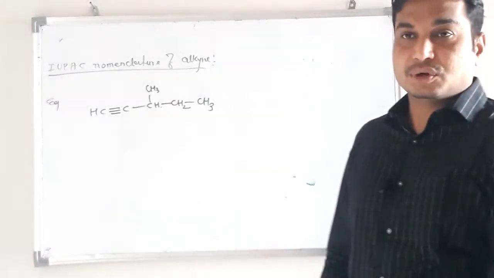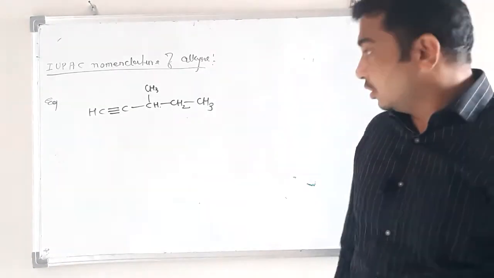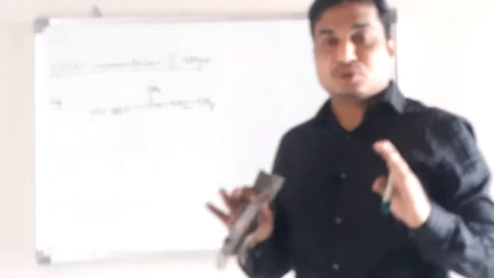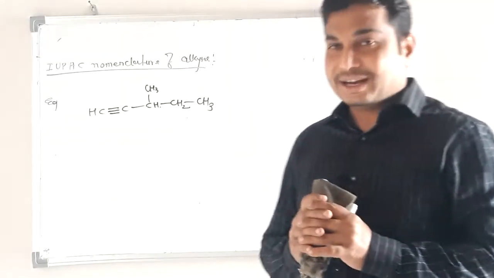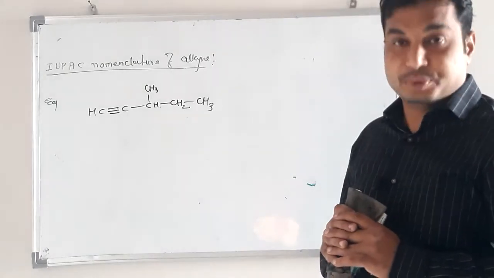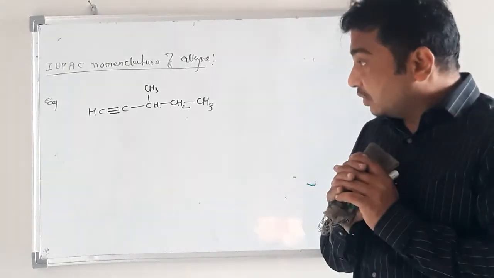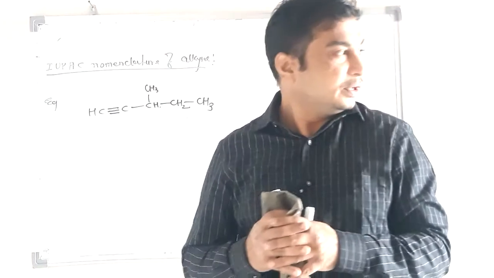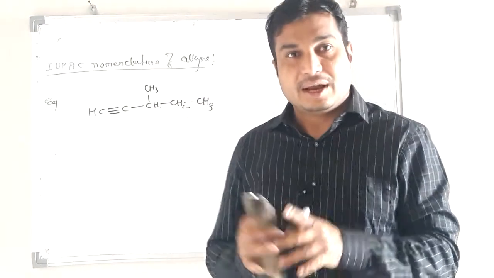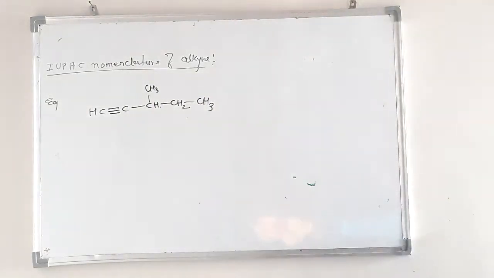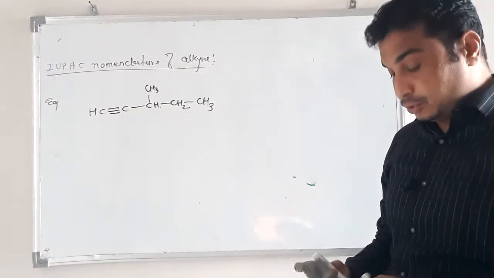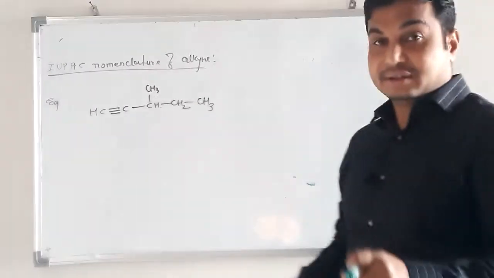Okay, for this structure we want to give the IUPAC name, because for this structure it is not possible to give a common name. So in that case we have to apply the IUPAC name. The first thing is to identify the functional group in this compound. If any compound is given and you are asked to write the IUPAC name, then what do we have to do?